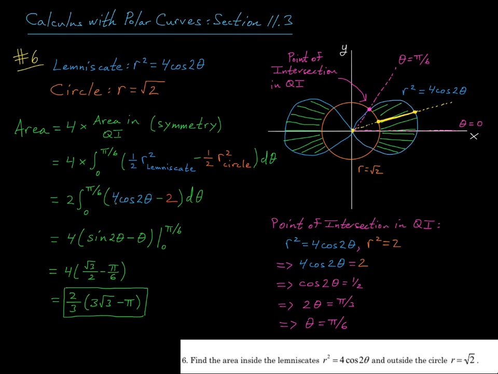And integrating 2 cos 2 theta, that's just sine 2 theta. And then integrating just 1, that's going to give us a theta. And then evaluate from 0 to pi over 6 and simplify, and we get 2/3 times the quantity 3 root 3 minus pi. All right, cool.